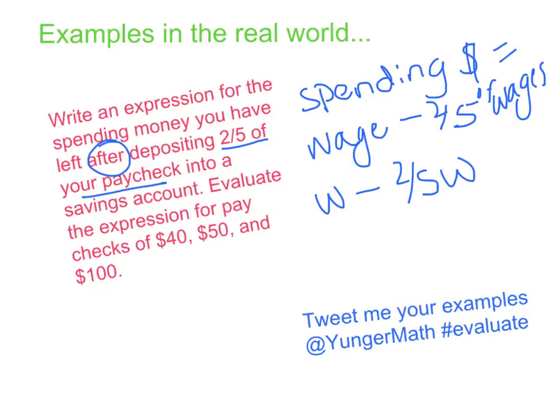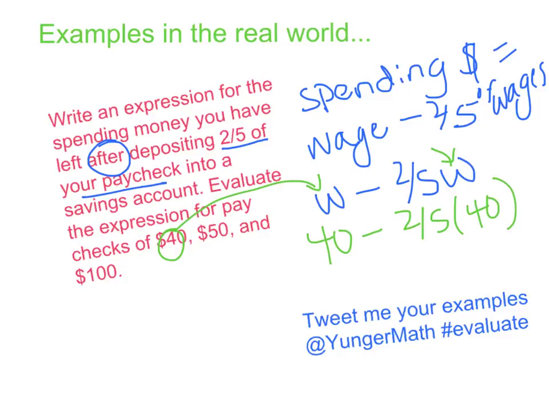Alright, so here we have W minus 2/5 W. And then it says, please evaluate for $40, $50, and $100. I'm going to do $40. So I'm going to drag and drop 40 into anywhere that I see a W. So it's going to be 40 minus 2/5 of 40. Now we need to solve using PEMDAS, order of operations. Parentheses: I did put parentheses here, but there's nothing you have to actually do in the parentheses. It's just a number. So we're going to move on from there.